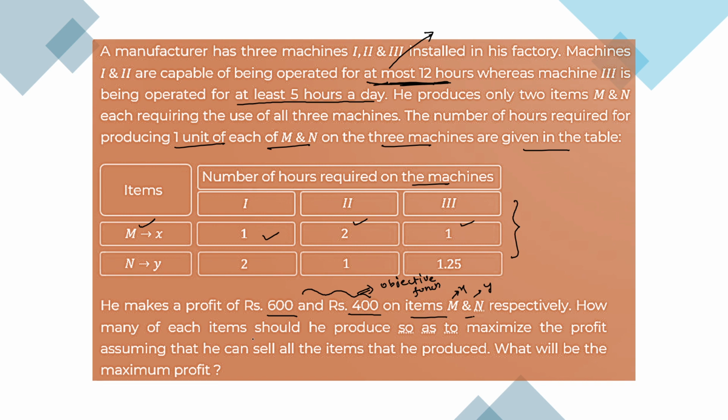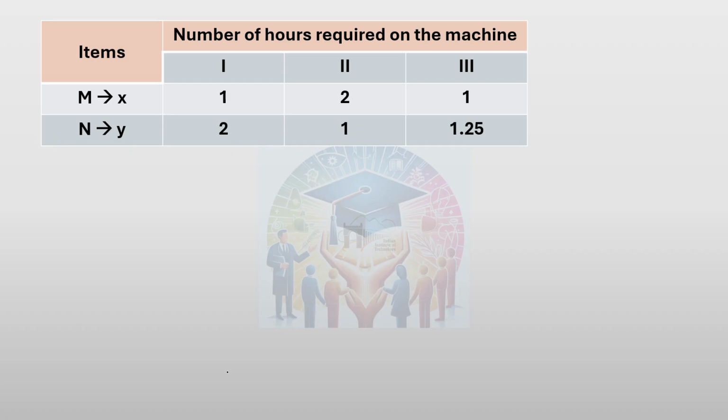Then it is saying how many of each item should he produce so as to maximize the profit, assuming that he can sell all the items that he produced. Means he's selling all the items whatever he has produced, and then we have to maximize the profit. What will be the maximum profit? This is the question. Okay. Now let's solve this. So as you can see, this is the table given. They are asking to maximize the Z value. And what is that maximum value Z?